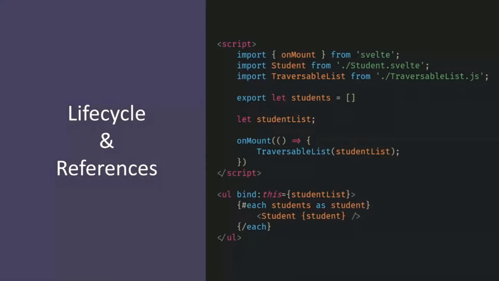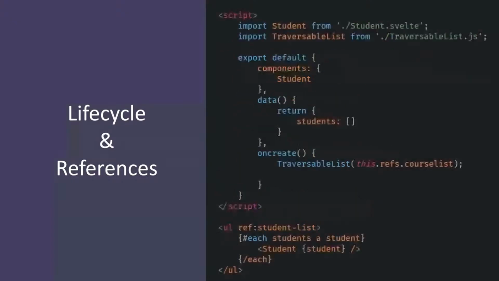As a final thing, let's have a look at lifecycle methods. Here we have the onMount. The onMount uses studentList. StudentList is a reference to a DOM element. It was declared as a variable, and then using bind:this, we bound the DOM element to this variable. In version 2, we use ref: to reference a DOM element.